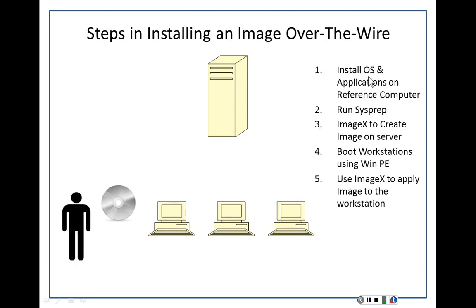5 steps. Install the operating system and applications on the reference computer. Run SYSPREP to strip out unique variables. Use Imagex to create the image and store it on the server. Boot to Windows PE to connect to the deployment server, and then use Imagex to apply the image to the workstation.